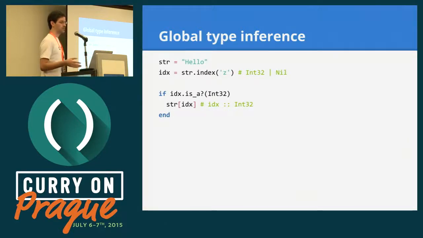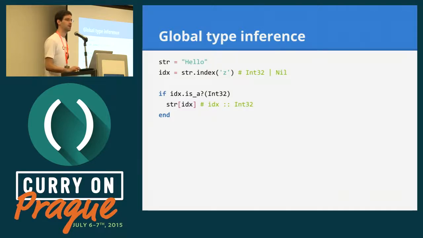And another way to do it is with an isA. So this is an operator. It looks like a method, but it's part of the language. We can ask if IDX is an integer. Then inside the then branch of the if, the compiler again will downcast the variable. So we don't need a separate variable or something like that. So it's pretty comfortable to program with that.